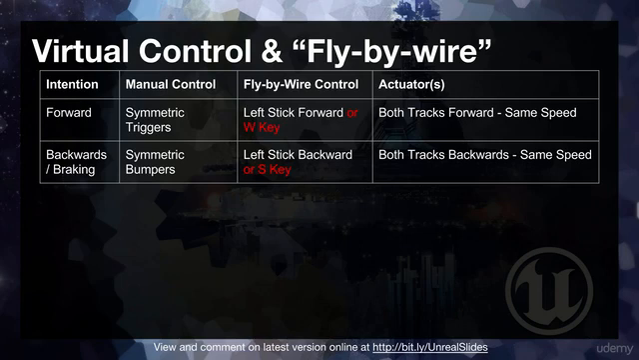But the fly-by-wire control could be the left stick going forward to indicate I just want to move forward. Or you could use the W key on the keyboard and then you would move forward at a constant speed. In the case of the left stick, of course, it would be an analog stick, so it's an analog speed. So let's think about backwards. Backwards, again, we could use the bumpers.